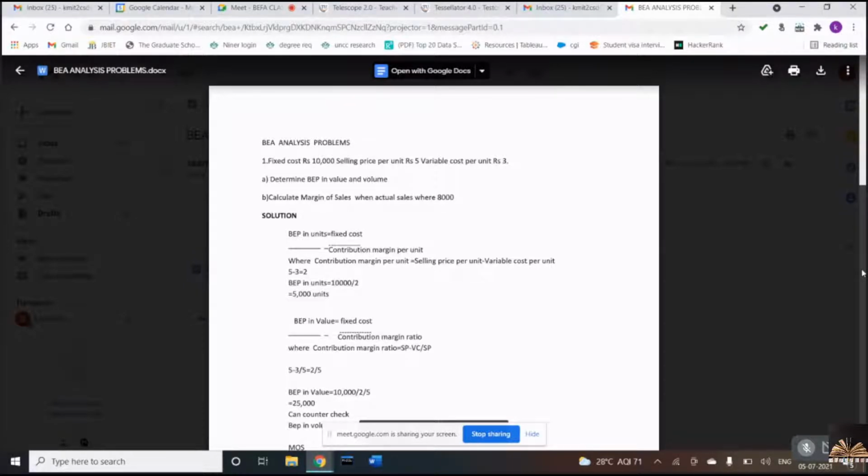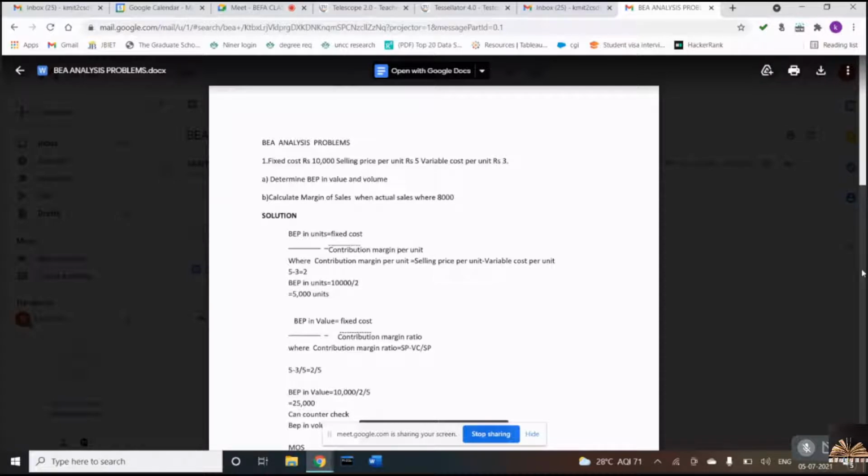And what is break-even in units? 10,000 divided by 2. How did you get 2? It's selling price minus variable cost per unit. So break-even point in volume is 5,000 units. Is it clear? These are the problems that you are going to get in the exam. Short problems. Bits A, B, C like that he will give. And these are the problems that you are going to get in break-even.